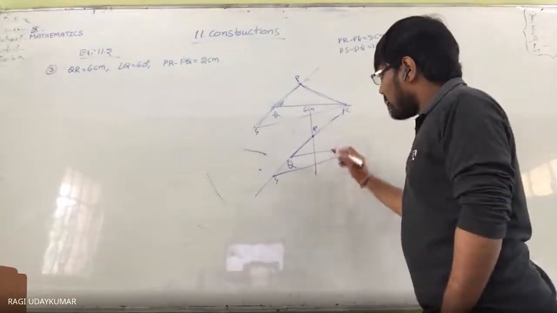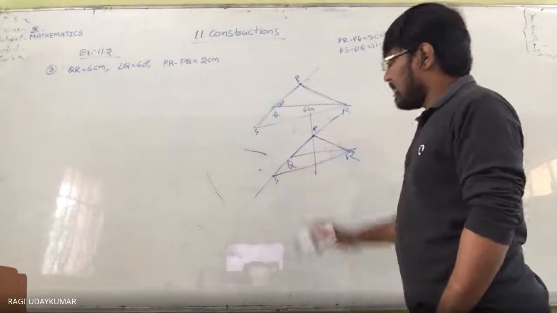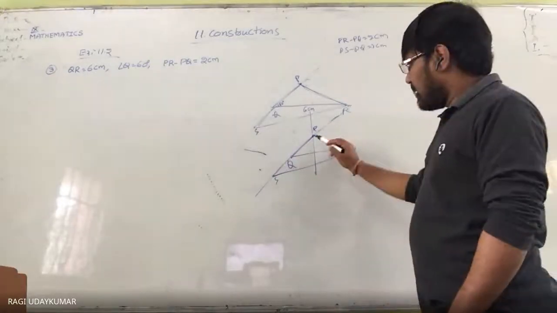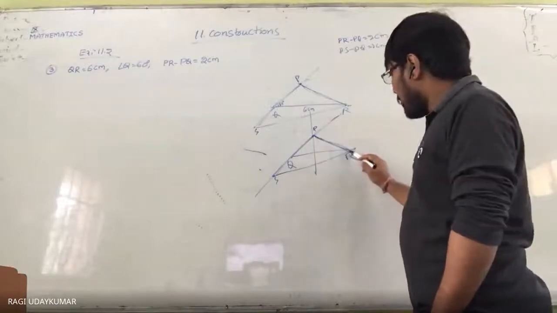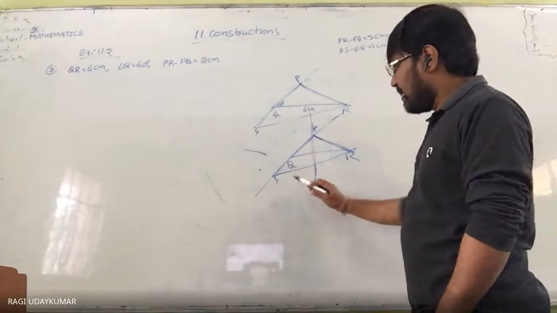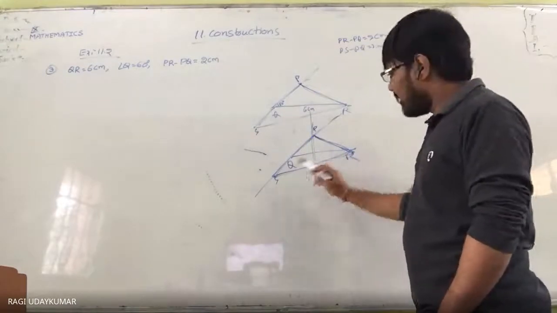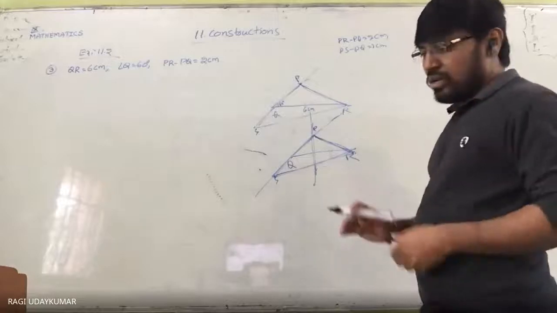So we took these two at equal distance. That means this length and this length are equal, isn't it? Both lengths, PR and PS, because it is a perpendicular bisector. Any point on the perpendicular bisector of these two points is at equal distance from them. So that means, what are the steps you need to do?